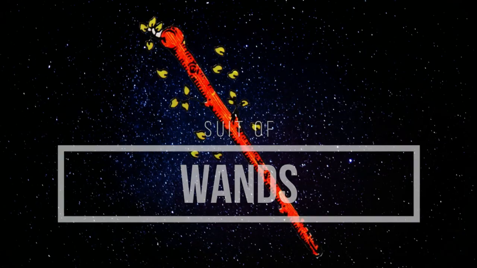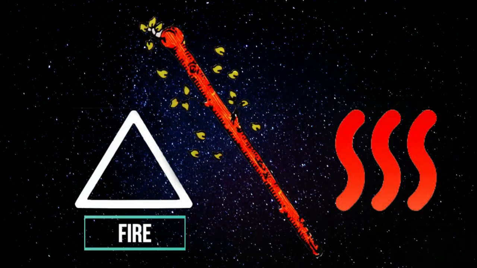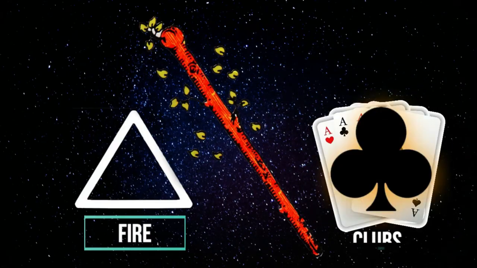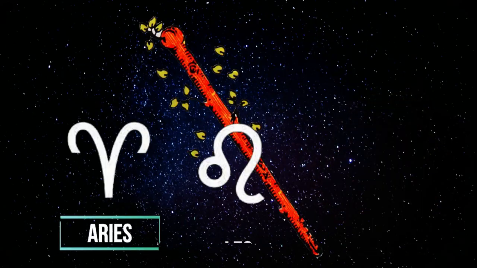The Suit of Wands is associated with the element of fire. Fire is a masculine energy, which is hot, wild, unpredictable, and energetic. It can be both creative or destructive. Fire is symbolic of passion, energy, enthusiasm, and sexuality. Its correspondence in a deck of playing cards is the Suit of Clubs. Wands tarot cards represent the astrological signs of Aries, Leo, and Sagittarius.